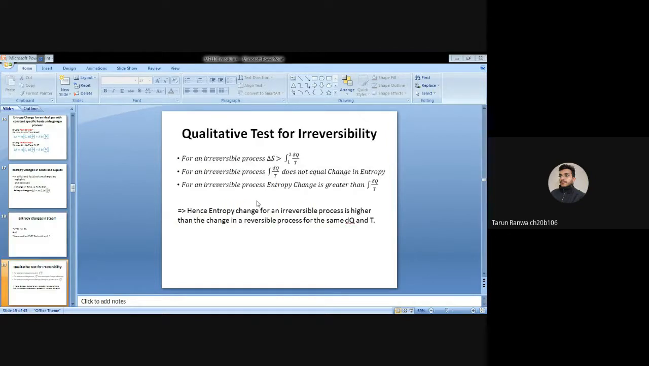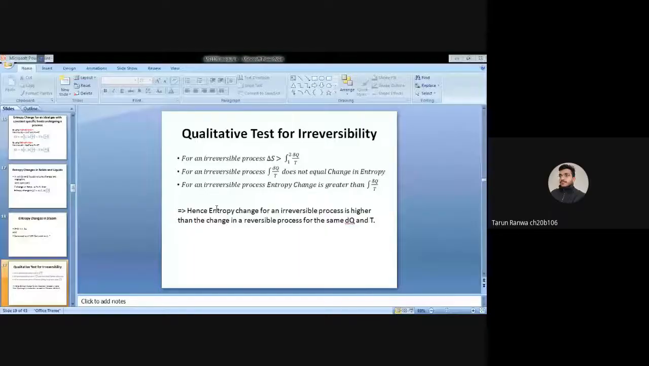Now, qualitative test for irreversibility. For an irreversible process, delta S is greater than the integral from 1 to 2 of dQ by T. For an irreversible process, the integral of dQ by T does not equal the change in entropy; the entropy change is greater than dQ by T. Hence, the entropy change for an irreversible process is higher than the change in a reversible process for the same dQ and T.